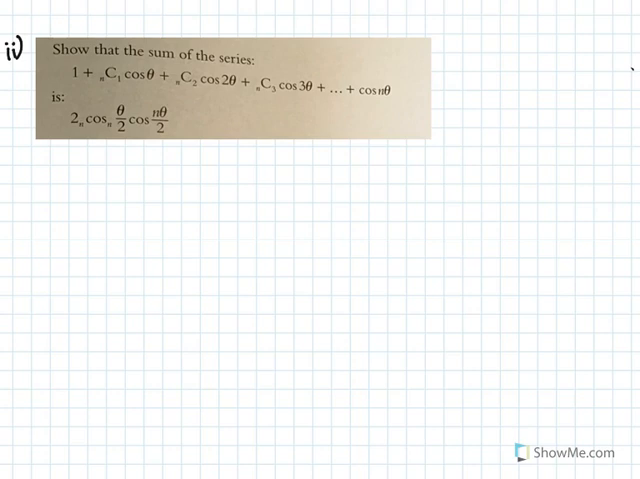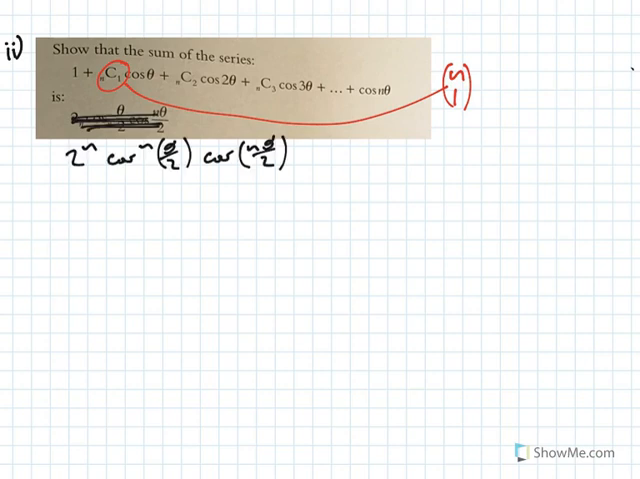Okay, let's have a go at this one then. So show that the sum of the series 1 plus, let me just write those a different way. I'm not sure if you guys are used to seeing it like that. So n choose 1, I think you'll normally see it like that instead, n1. Okay, so we're going to show that the sum of that series is 2 to the n, cos to the n, theta over 2, and then cos n theta over 2. So we're going to try and show these things to be true.